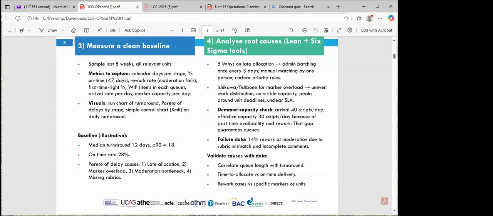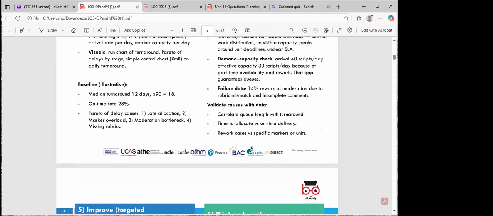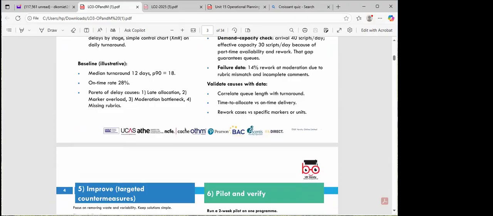You also have to look into the failure data, where 14% of rework at moderation is due to rubric mismatch and incomplete comments. Then you have to validate the causes with data. What were the causes? Then validate the data: correlate queue length with turnaround, time to allocate versus on-time delivery, or rework cases versus specific markers or units.